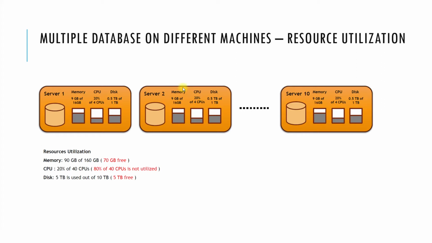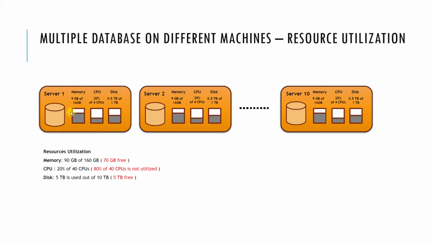So this particular slide will show you what different machines and different aspects of machines we used to use before the multi-tenant architecture came into the picture. This is the IT infrastructure Oracle used to install databases. Let's see the resource utilization aspect of it. Let's say that we have 10 servers and we are installing Oracle database on those 10 servers.